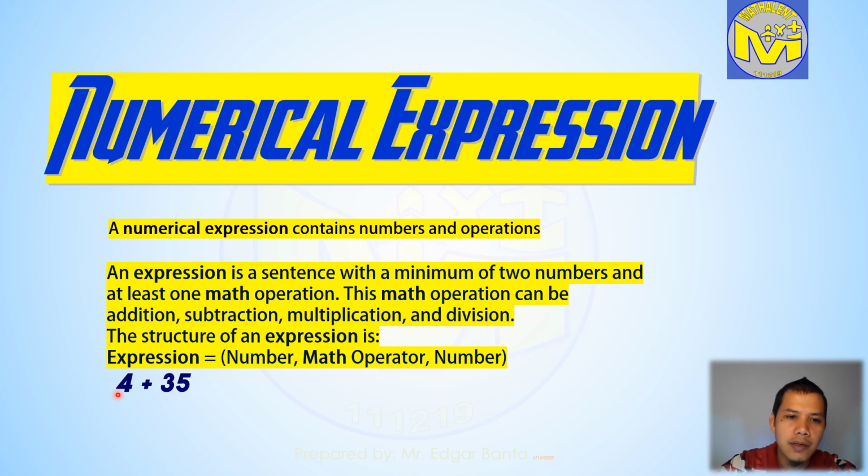Minimum means at least 2. We can start from 2 and then add another operator and another number. So we get 2 operations and 3 numbers or more. We can go up to infinite operations and infinite numbers. So that is about numerical expressions.